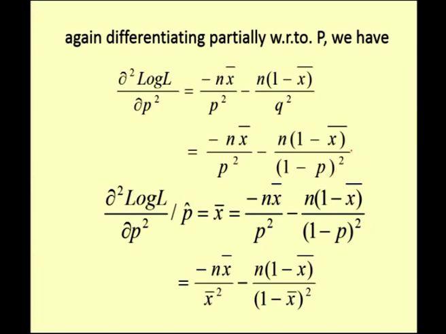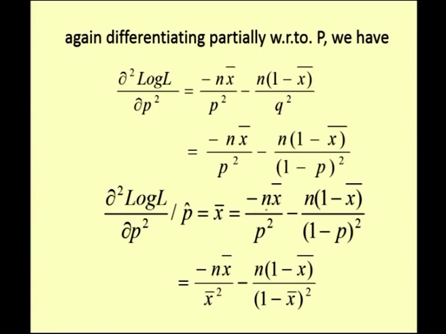Now, I said that when you take the second derivative, put p cap is equal to x bar. In other words, whatever estimator you have got in your first derivative, you have to substitute. So, substitute p cap is equal to x bar in the above equation.